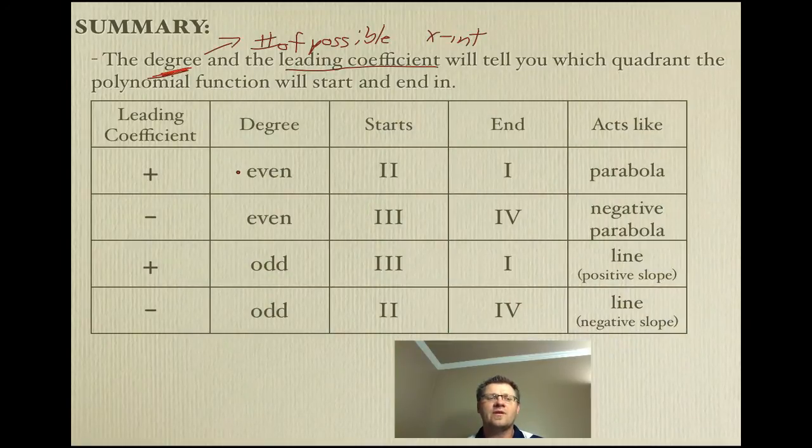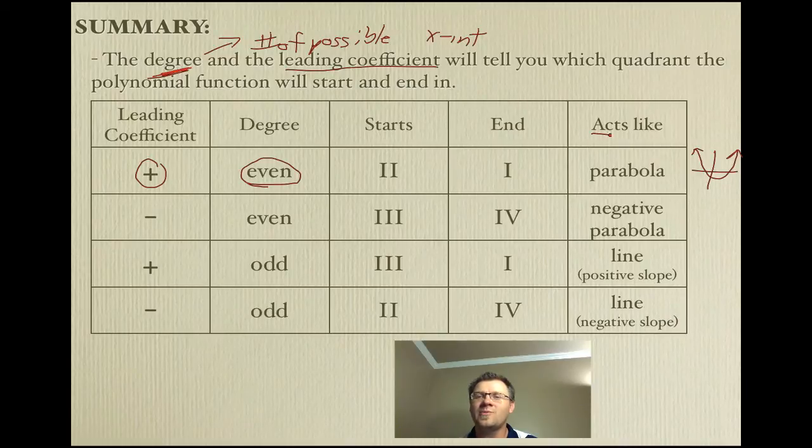So it tells you a couple of things, that degree. Now, I've summarized all this information in a little table. And this little table is kind of easy, not necessarily to memorize, but if you use a little bit of logic, you should be able to understand where functions start and end. If we're talking about even degrees, we're looking at things like parabolas. We're looking at things like x to the 4th, x to the 6th. And if it's positive, we know it's going to start in 2 and end in 1, because that's what a normal parabola does. Starts in 2 and ends in 1.